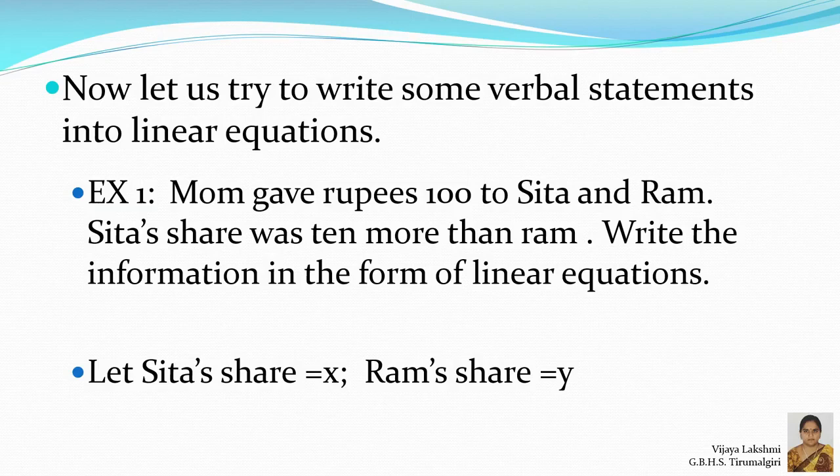So first example, mom gave rupees 100 to Sita and Ram. Sita's share was 10 more than that of Ram. Write the information in the form of a linear equation. So here first thing, identify the two unknown things. Name them as x and y. So here the two unknown things are Sita's share and Ram's share. So I am taking Sita's share as x and Ram's share as y.